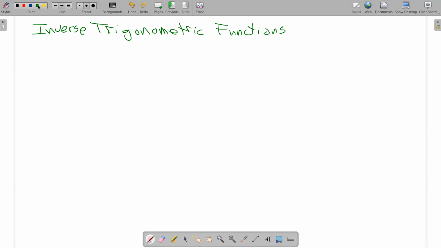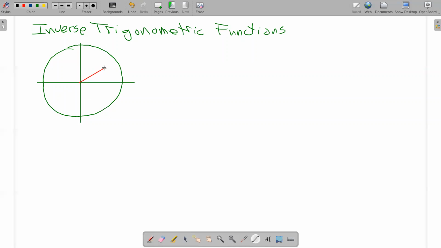So inverse trigonometric functions, we're going to go back to the basics about trig first. So we took a look at the graph of the inverse sine. I want to go back to the unit circle for a moment, to our basic definition of what a trig function is. All right, so back to basics here.